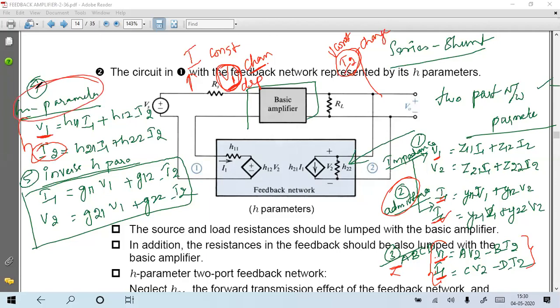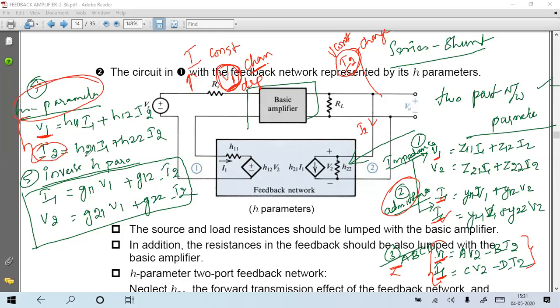Okay, how can I replace it? See here, they are utilizing the H parameter network. Yes, the input side is V1 and the output side is current. So how can I replace that black box with the H parameter network? What about I2? Current is divided in the parallel path, no. So what will I do? Here some current I2 is flowing. In parallel, the voltages are the same. So what can I do? Consider this equation for I2.